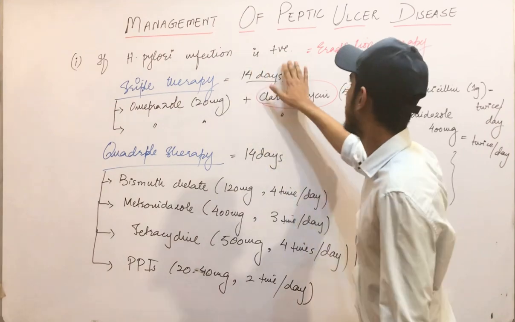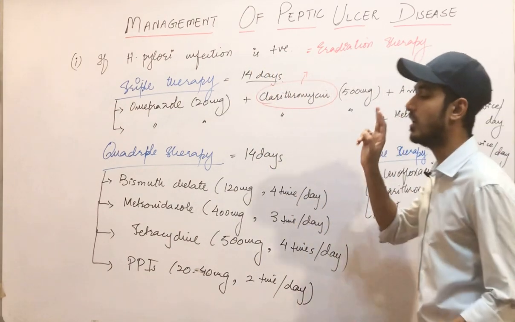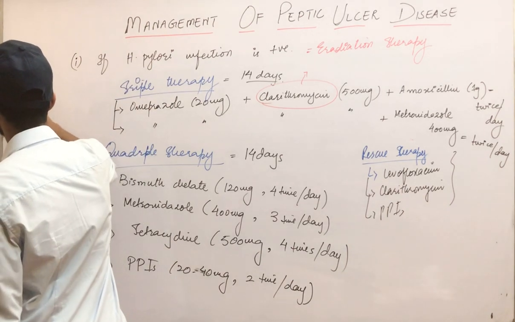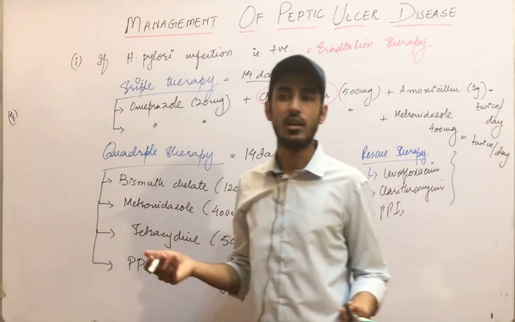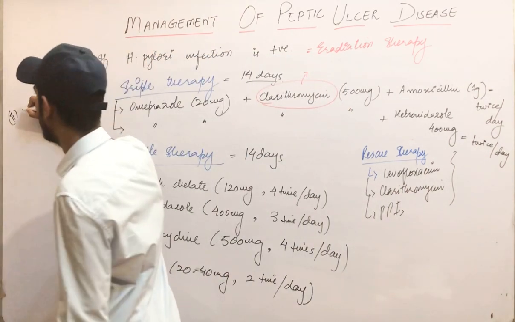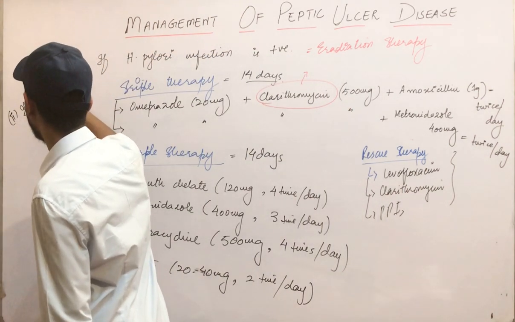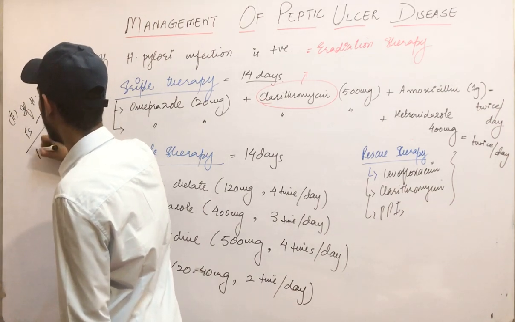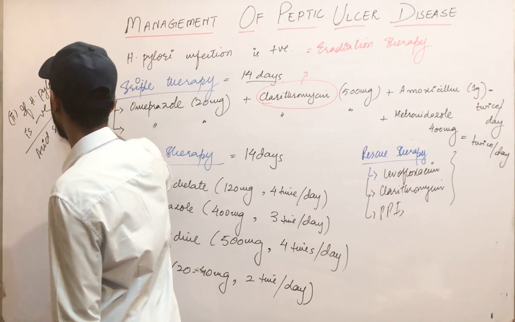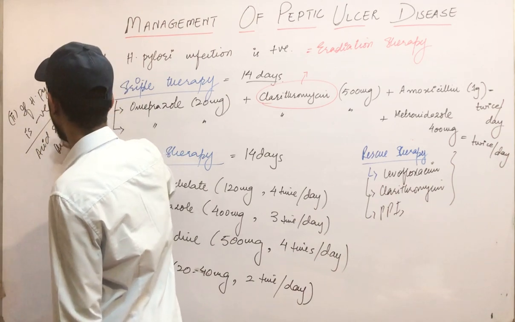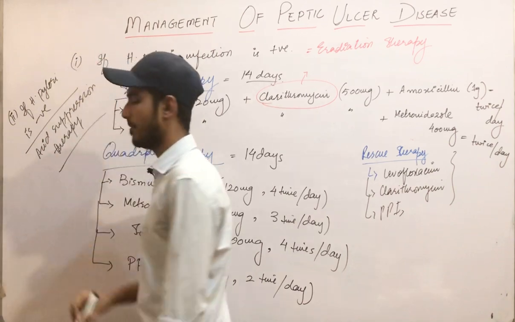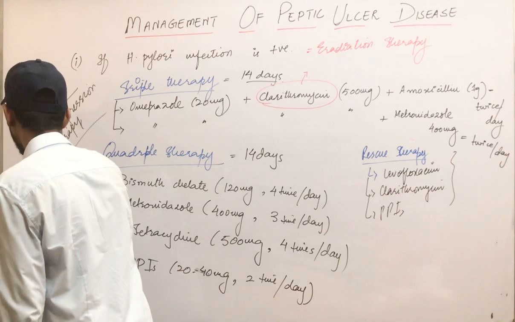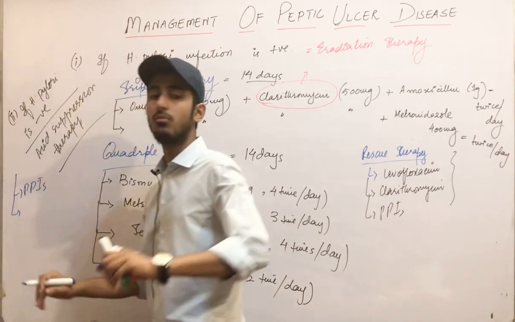If the H. pylori infection is positive, then you are going to give the eradication therapy. Second, if the H. pylori is negative, then you will only give the acid suppression therapy. Acid suppression therapy is simple. You will give the PPIs to the patient. Simply you are going to remove the cause.